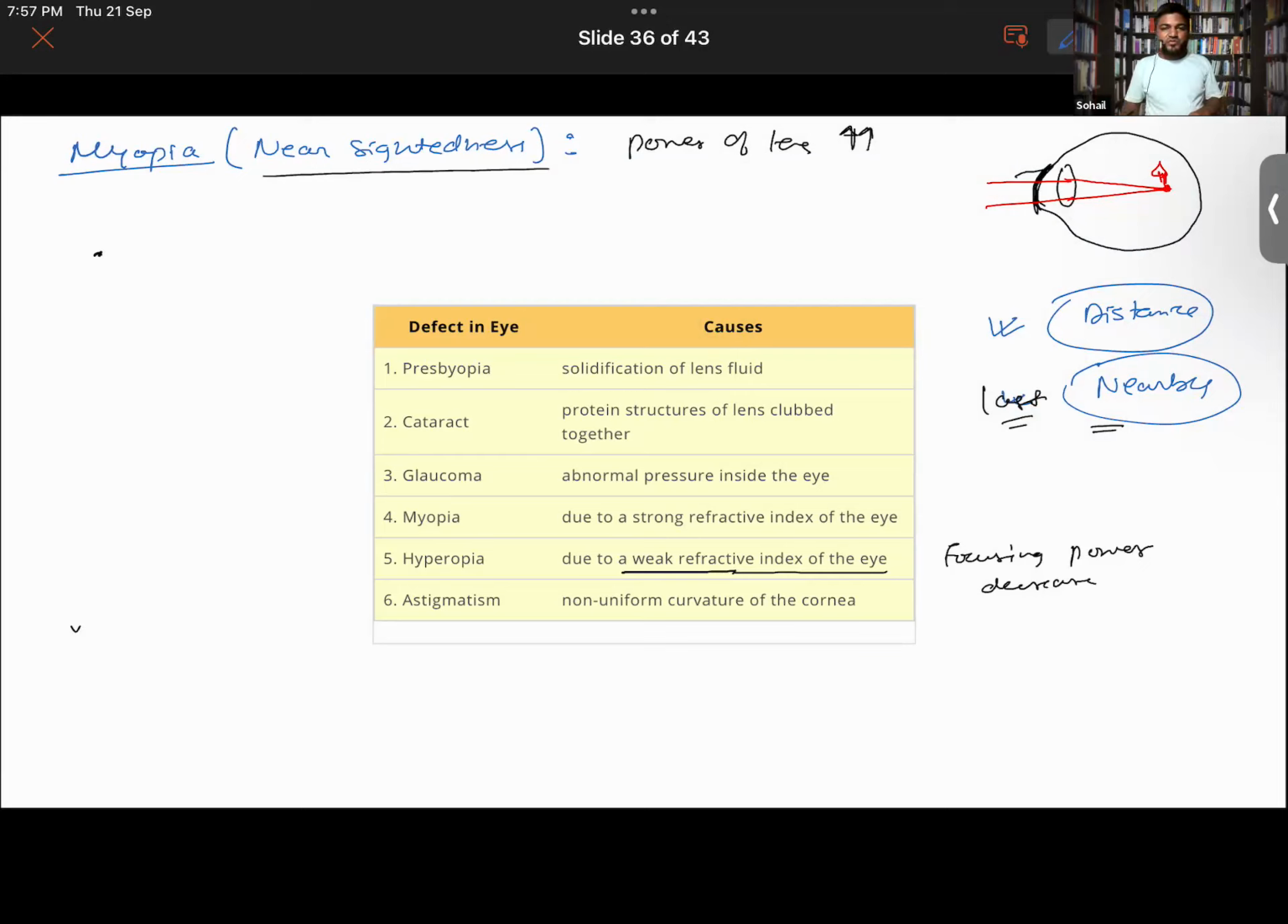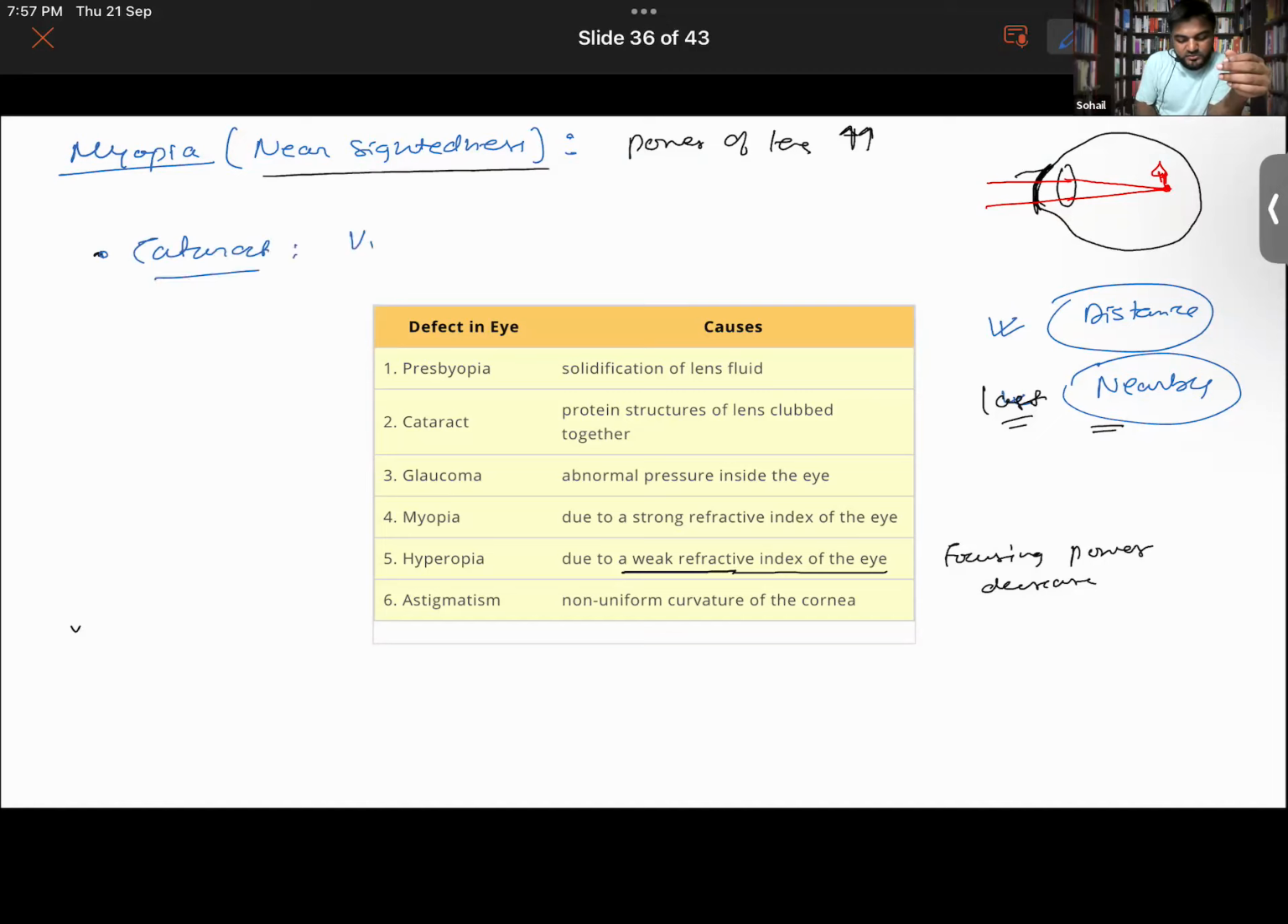Apart from these two conditions that are especially related to the power of the eye lens, there are other conditions that a person might develop. For example, with old age, the lens of the eye can become very foggy. Not presbyopia. That leads to a condition called cataract, C-A-T-A-R-A-C-T. So in cataract, what happens?